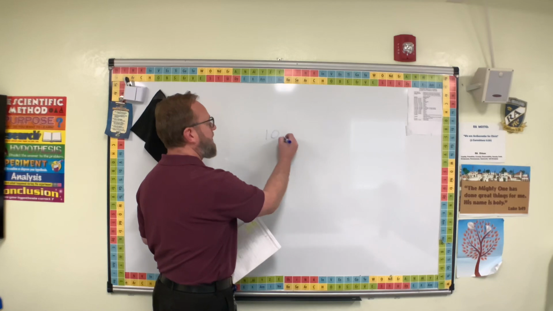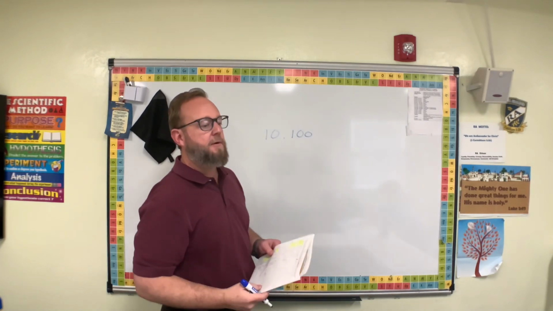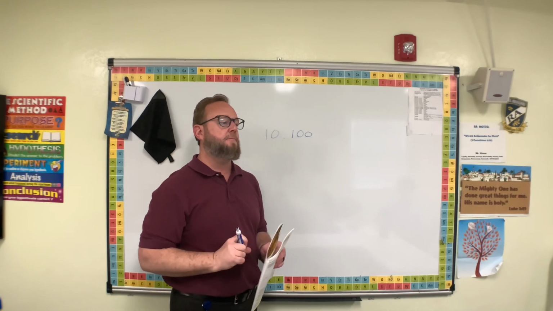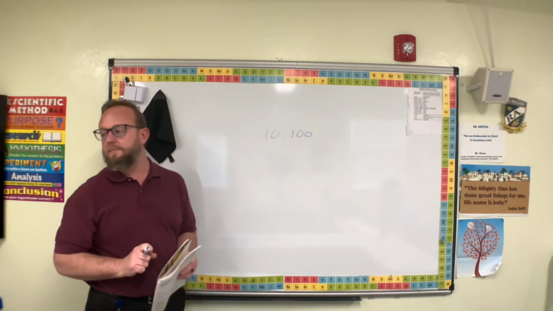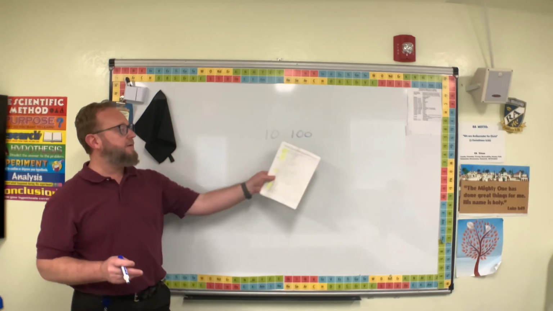10 point, what is it? 010. Say it again. Is this what you got? Yeah. And you need to have 3 decimal places.